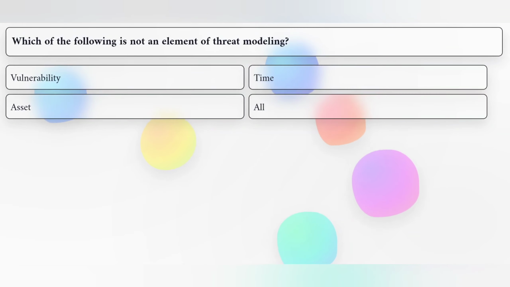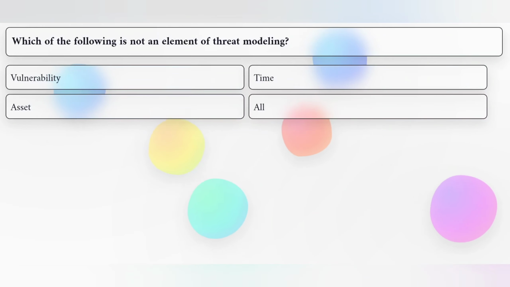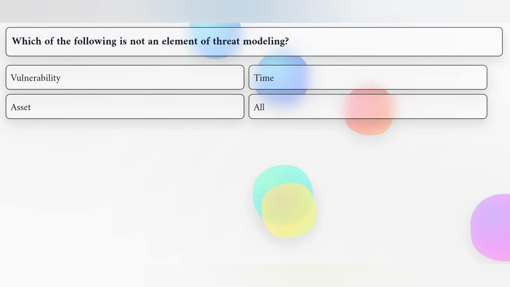Which of the following is not an element of threat modeling? Vulnerability, time, asset, all.